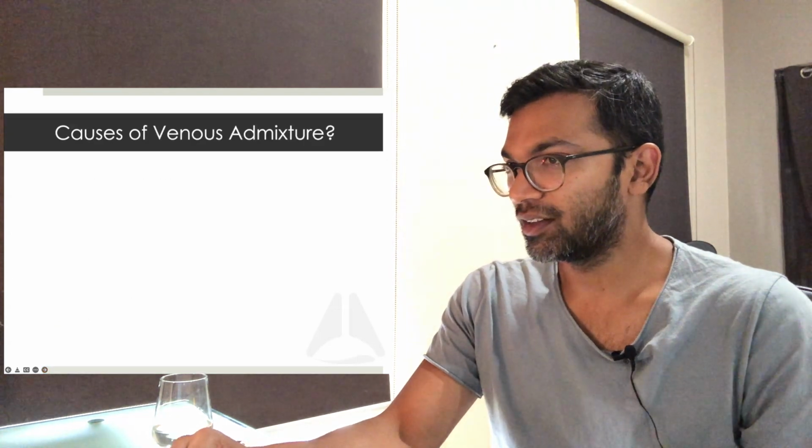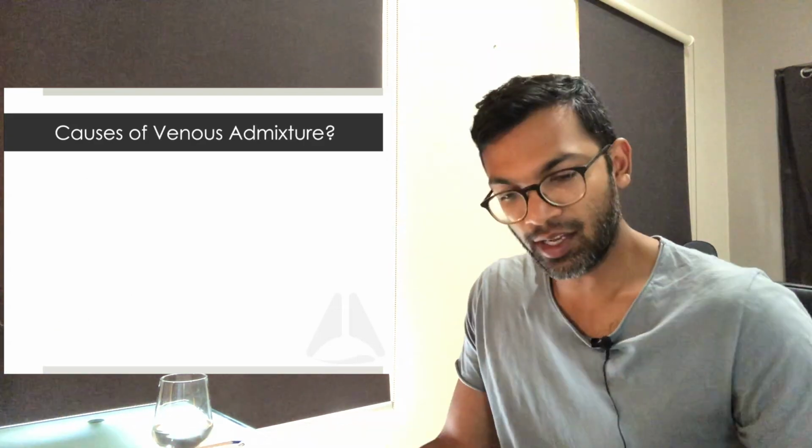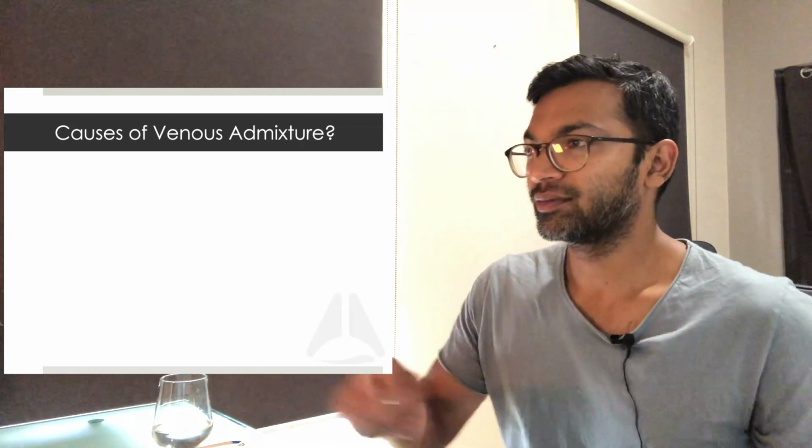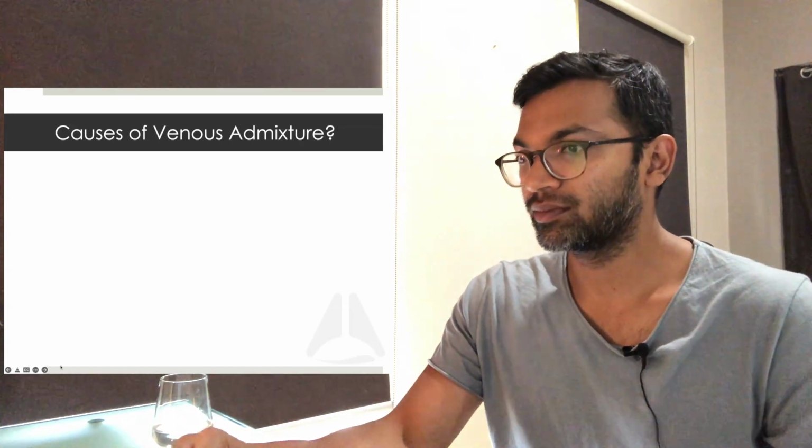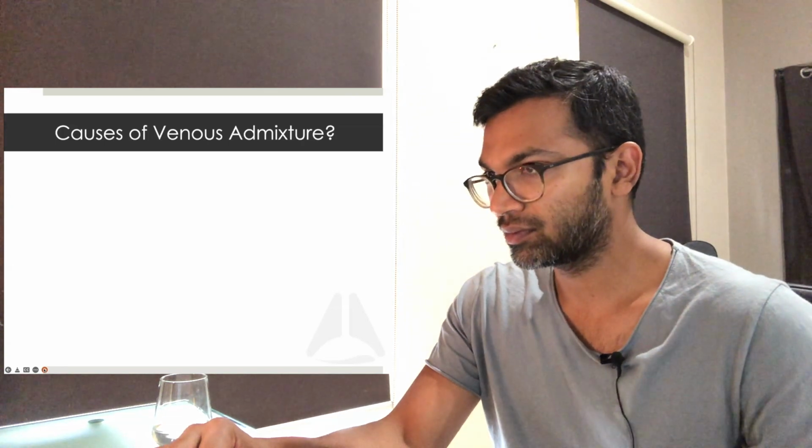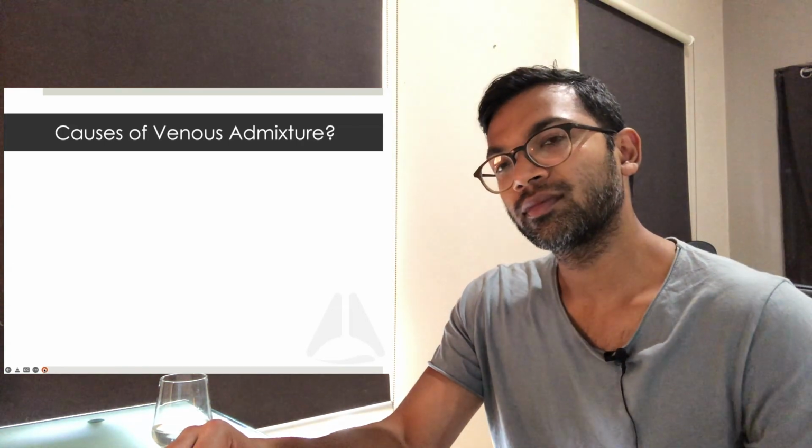How about this one? The causes of venous admixture. I think I'd split it up into things that decrease alveolar ventilation or things that will increase perfusion.